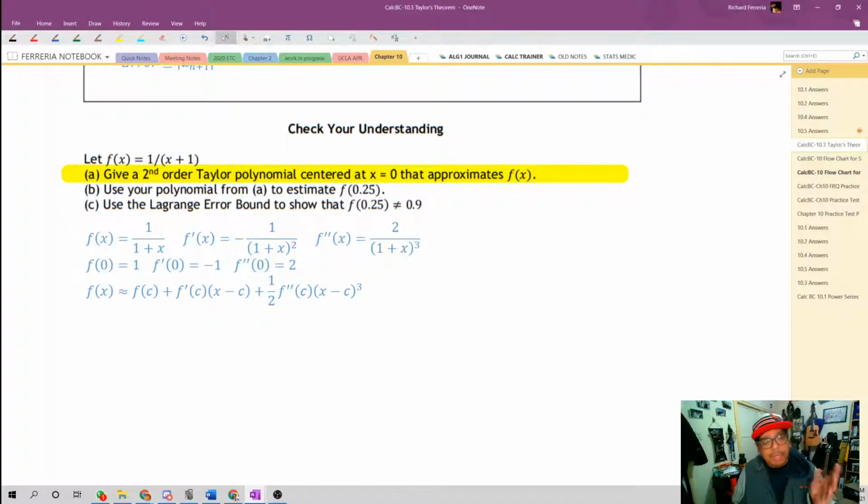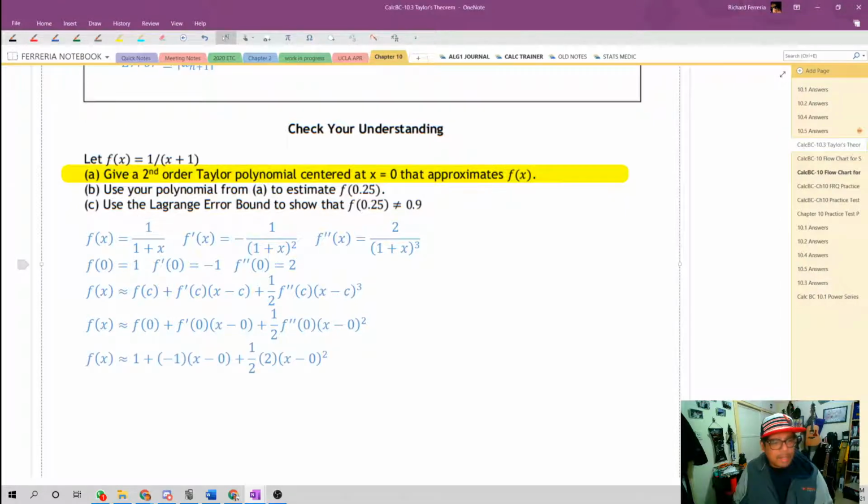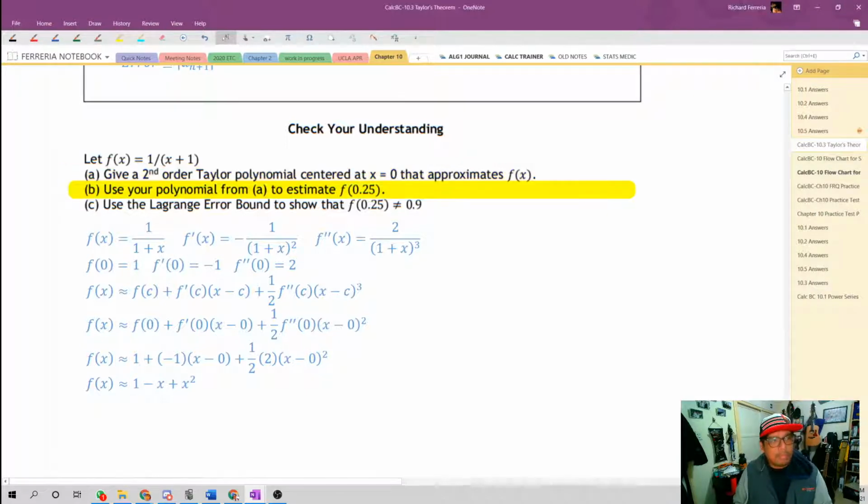Next, we write down the Taylor polynomial for any second degree polynomial named f. Substitute the center, substitute derivatives, and then simplify. And that finishes out part A. Part B, we're going to use this polynomial to estimate f of 0.25. So let's go ahead and substitute 0.25. Okay, so f of 0.25 is 0.1825 just through the substitution.